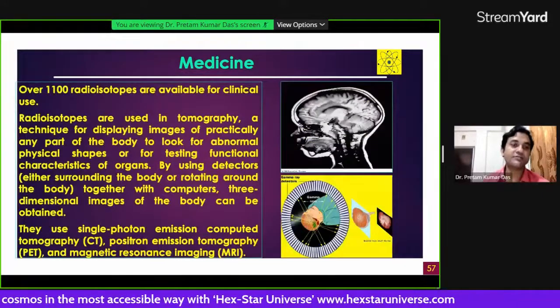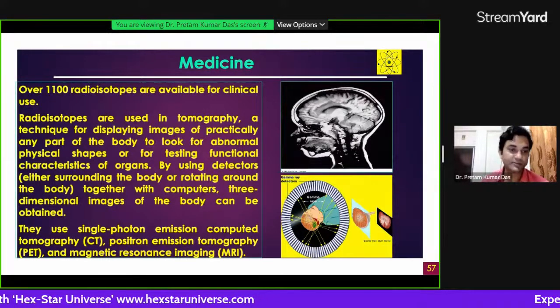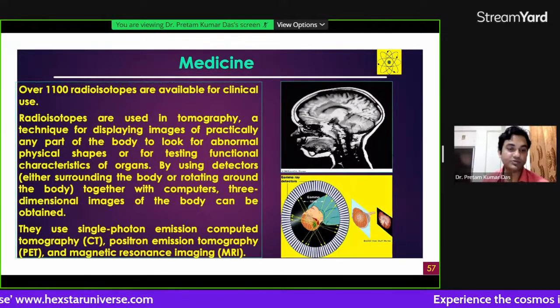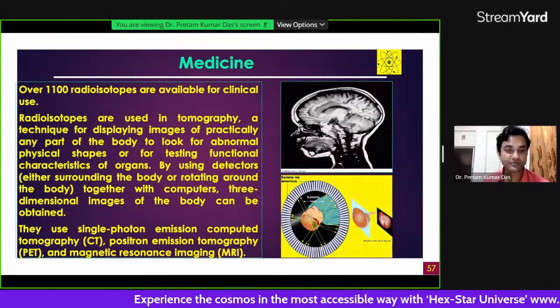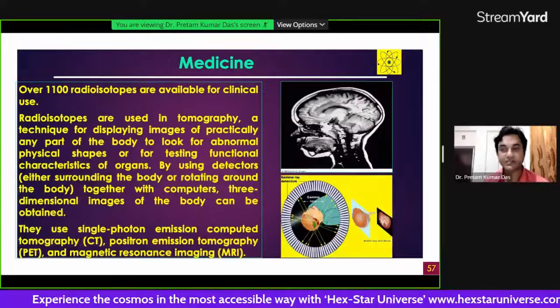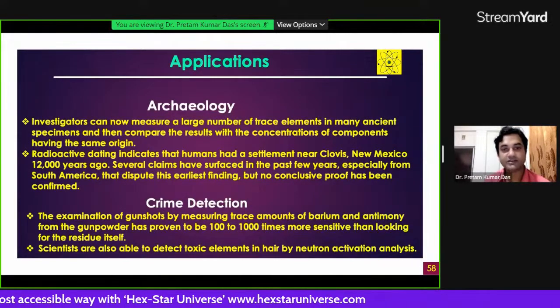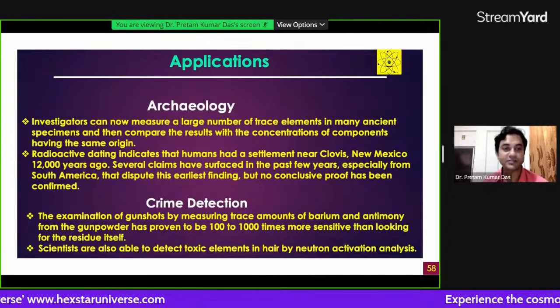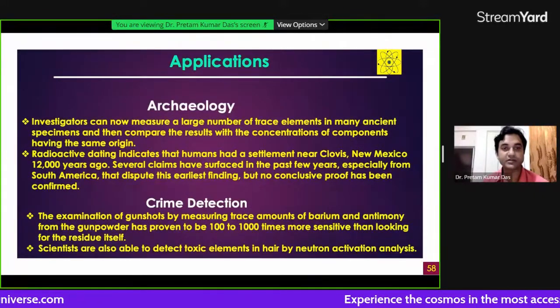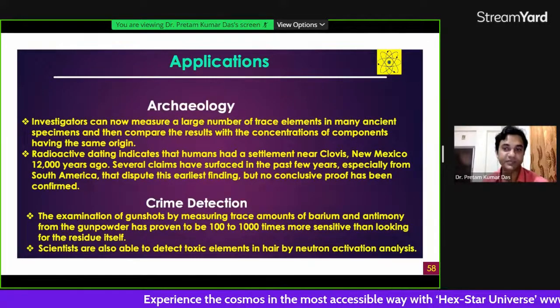Over 1100 radioisotopes are available for clinical use. They can be used in single photon emission computed tomography, SPECT, computed tomography, CT, positron emission tomography, PET, and magnetic resonance imaging, MRI. In archaeology, investigators can now measure a large number of trace elements in many ancient specimens and then compare the results with the concentrations of components having the same origin.